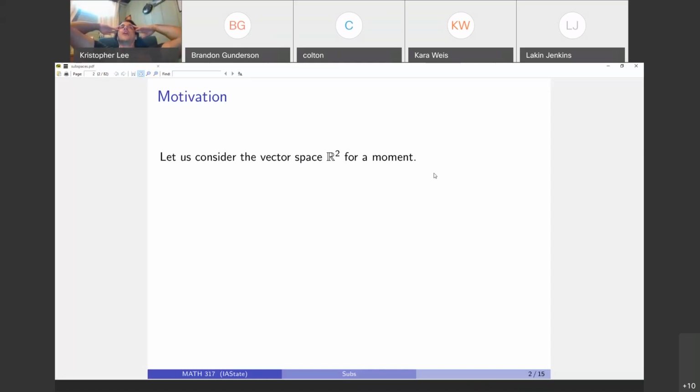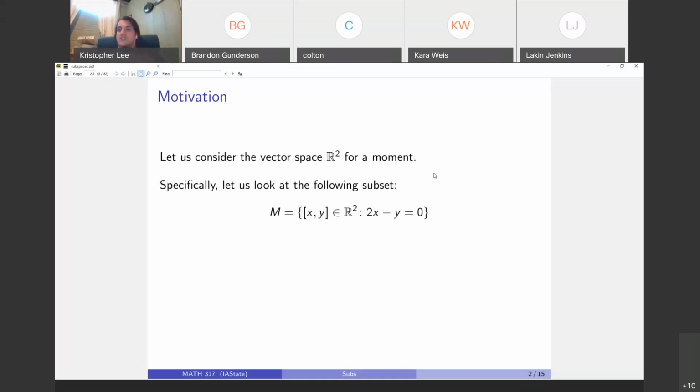The collection of ordered lists of two real numbers. So pictorially, this is the Euclidean plane, just points in the space. There's an x coordinate giving me the left and right movement, and there's a y coordinate giving me the up and down movement. All right, well, let's look at a subset, because a subspace, as we will see, is a vector space within another one.